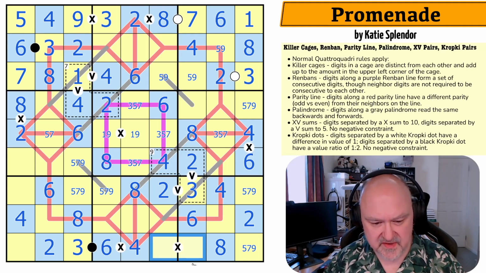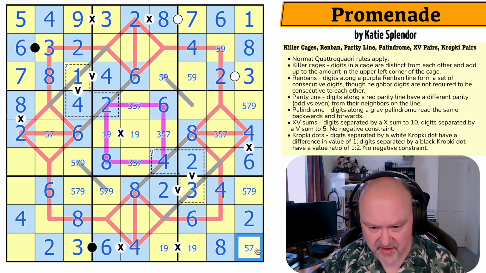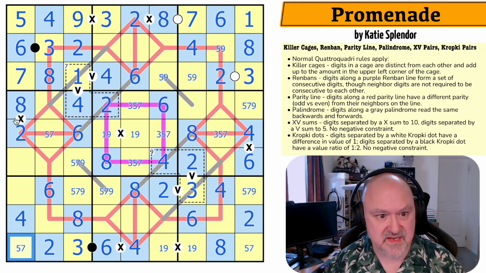This, however, will give me some information. How do I make 10? I could use 1, 9. I can't use 3, 7, and they're the only options. I can't put a 5 on this. So this is 1, 9, taking 9 out of there. This becomes 5 or 7.